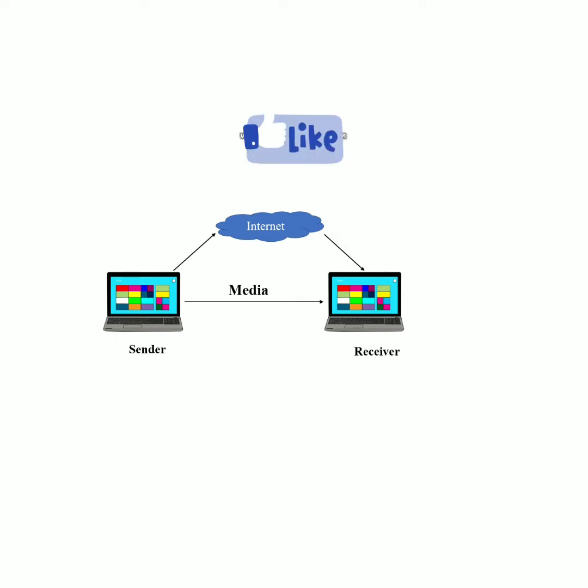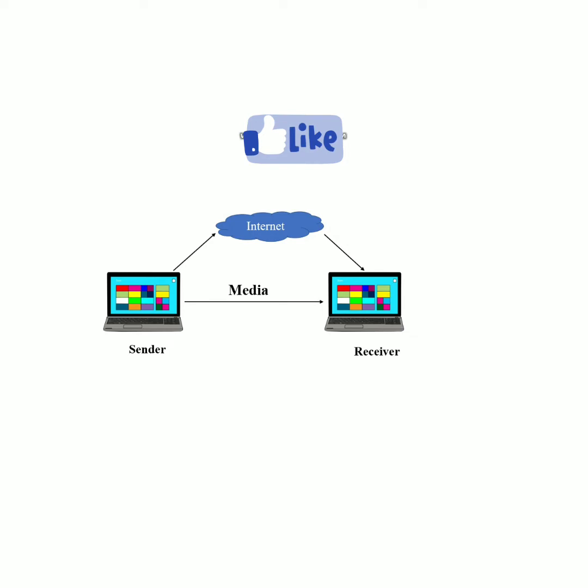Let's see the graphical representation of the data communication system. There's one device which is the sender, and there's another device which is the receiver. For the sake of transferring data from sender to receiver, these two devices must be connected with a media. It can be a cable or the internet. The sender sends the data to the internet and the receiver receives the data from the internet. And this process is called the transmission system or data communication system.